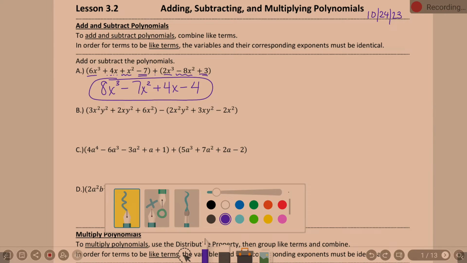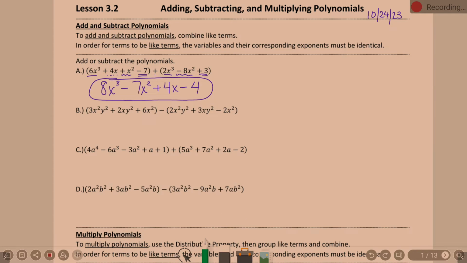Okay, B. What, you want them all that easy? Okay, well, what changes on B? There's two variables, so we have to be extra careful of our like terms, and it's subtraction, yes? So beware, when we go to do this problem, you're subtracting all of these terms from the second parentheses, yes? Okay, what do you see?